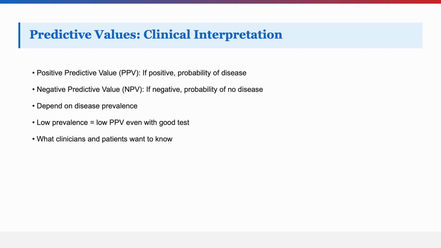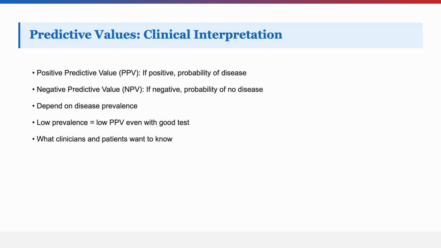While sensitivity and specificity are test characteristics, predictive values tell us what results mean for individual patients. Positive predictive value is the probability that a person with a positive test actually has the disease. If PPV is 80%, then 80% of those who test positive truly have disease, 20% are false positives. Negative predictive value is the probability that a person with a negative test truly doesn't have disease. Here's the critical insight: predictive values depend on disease prevalence. The same test performs very differently in different populations.